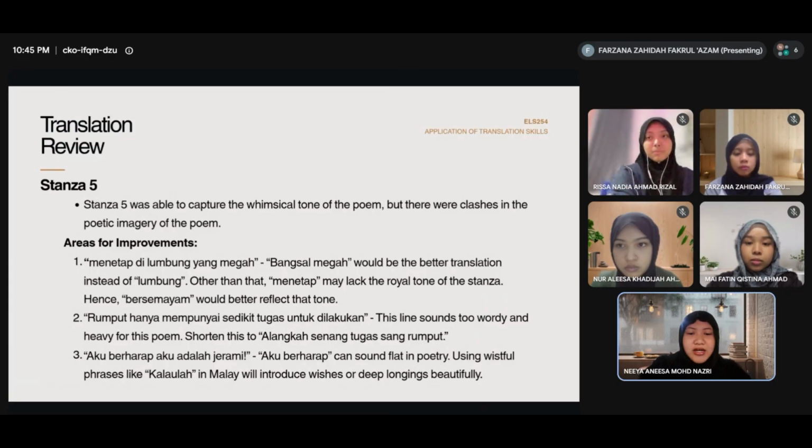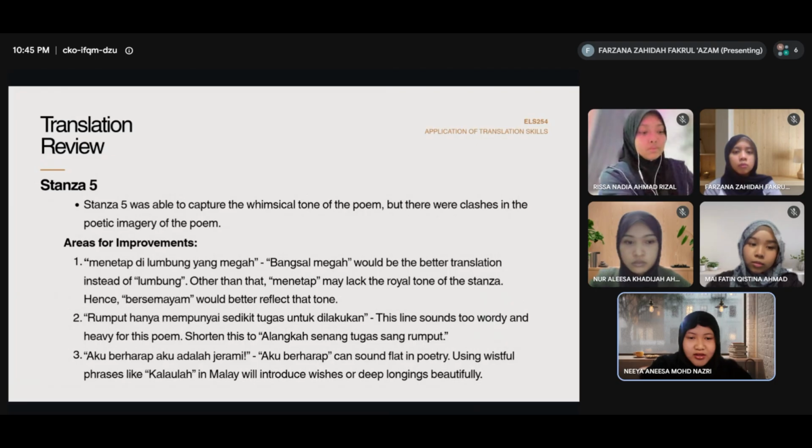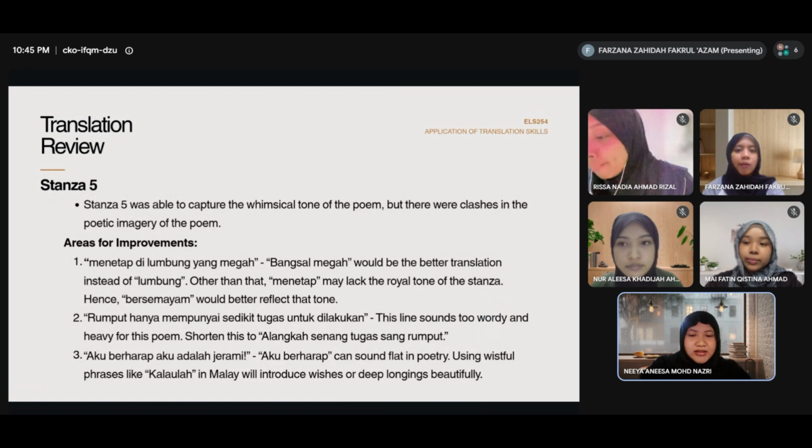Finally, the phrase "aku berharap aku adalah jerami" sounds somewhat flat in Malay poetry. So replacing it with "kalaulah aku jerami" introduces a sense of longing and wistfulness, making the emotion more expressive and poetic. So I think these revisions would help the translation sound more natural, aesthetically pleasing, and aligned with the conventions of Malay poetry.